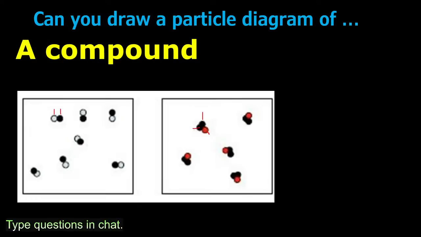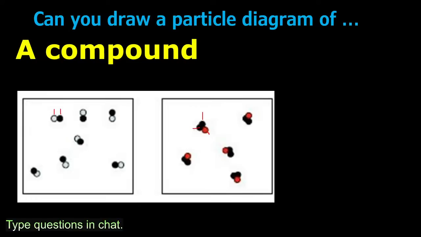So again, a compound is going to have a unique formula like this, like this. Okay, so those elements are going to be bonded together, okay?